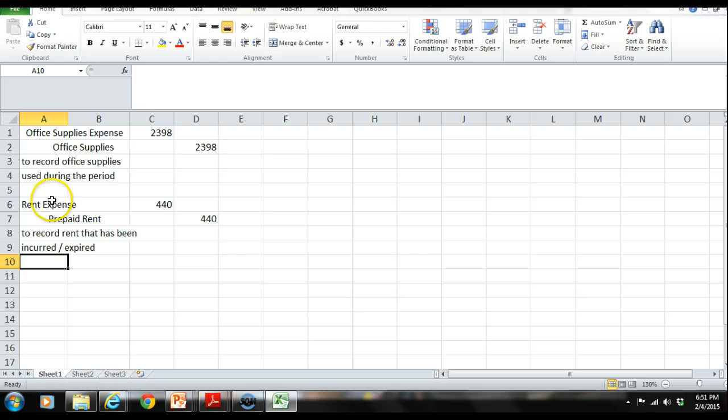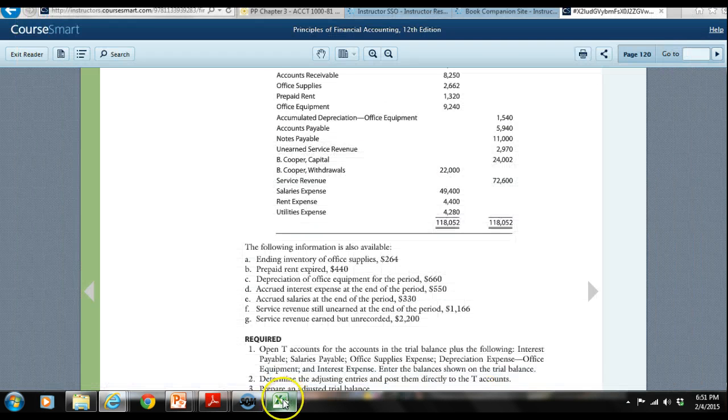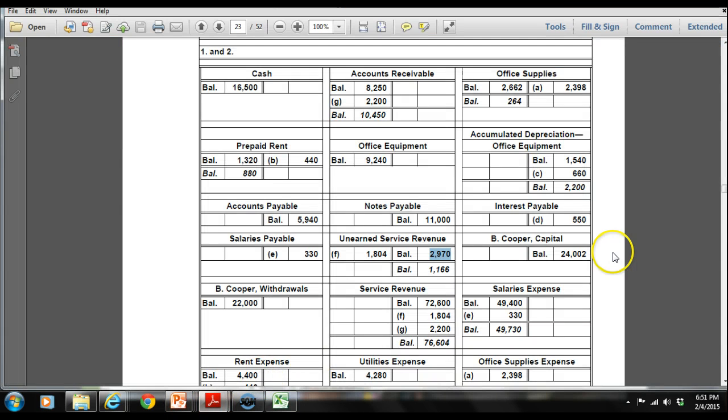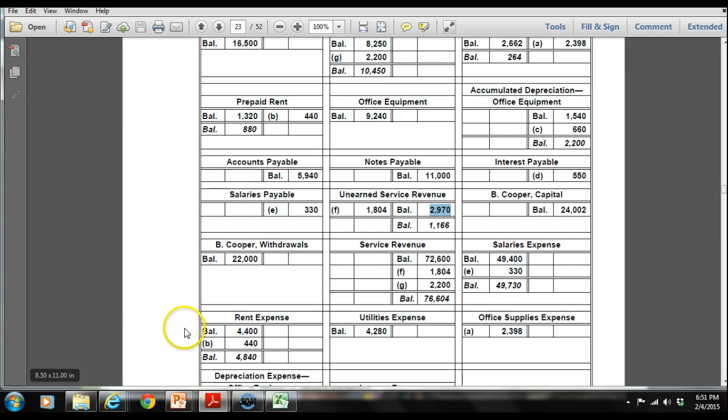Let's go to that T account we call rent expense. And are we going to debit rent expense or are we going to credit rent expense? Debit, $440. So we are going to go all the way down here to rent expense. Do you see how we already have a balance in there of $4,400? Below it, we're going to put a B, and we're going to show a debit of $440. Okay? That's all you're going to do. Don't do anything else.